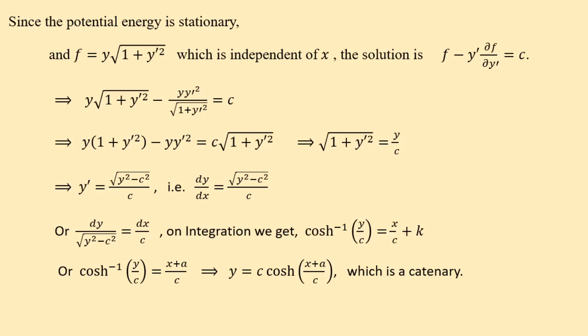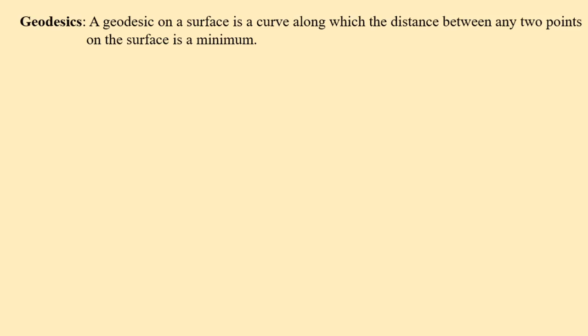Okay. Next one is, what is meant by geodesic? A geodesic on a surface is a curve along which the distance between any two points on the surface is minimum. Here, along the surface, take one curve, and the distance between any two points is minimum. The curve must be in the same surface. And if the distance is minimum, then that curve is called a geodesic. That is the definition of the geodesic on a surface.